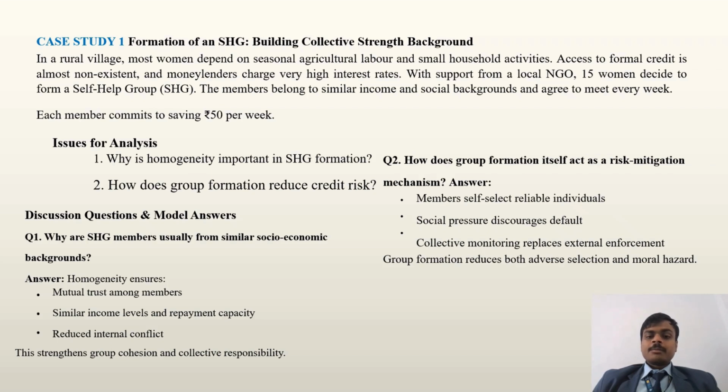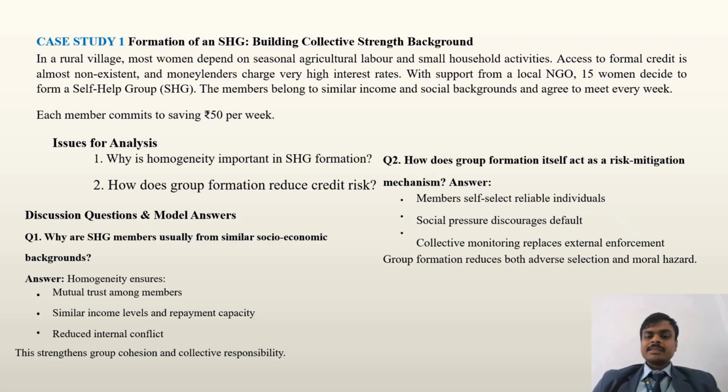So 15 women formed a self-help group known as SHG, with help from an NGO. They were from similar income backgrounds and decided to save rupees 50 every week. Now we'll be discussing some questions regarding the formation of SHG. The question number one is, why is homogeneity important in SHG formation?